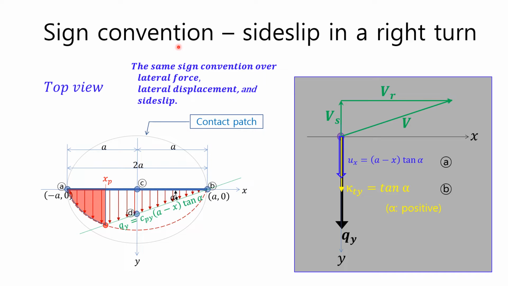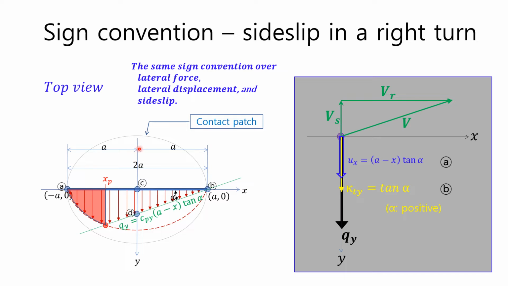Since the sign conventions are important, let's take a closer look at the previous contents by each individual case. First, when a side slip in the right turn occurs, the force acts on the bristle in the positive y direction as shown in the left figure, and the wheel center changes from the point D before deformation to the point C after deformation. So the slip speed Vs is opposite to the force acting on the bristle.